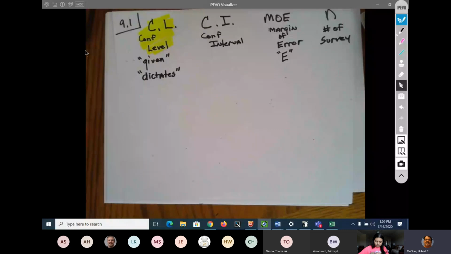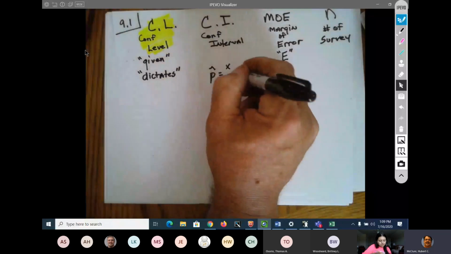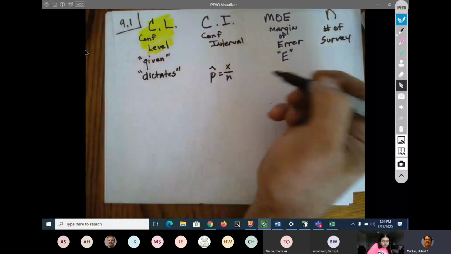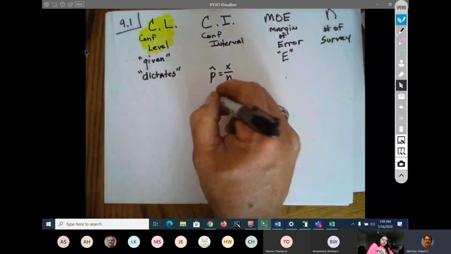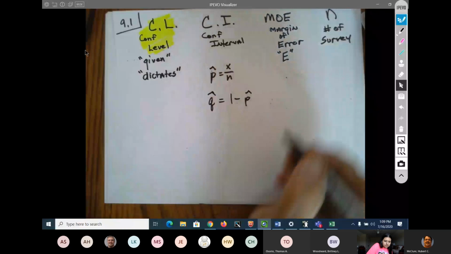So what else do we need to know? Well, don't forget p hat. P hat's in there too. We got p hat in here. That's equal to x over n. And q hat is the complement of p hat. So don't forget that.